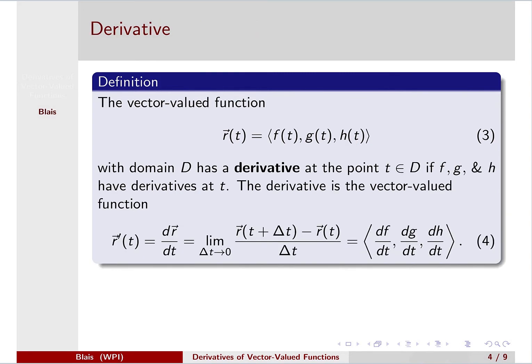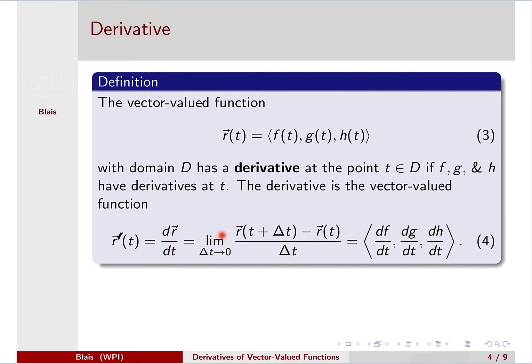Now, as students of calculus, we want to differentiate things. And we define the derivative of a vector-valued function at the point t if the components f, g, and h each have their own derivatives at time t. And those are just ordinary single variable function derivatives. The derivative of this vector-valued function is itself a vector-valued function, written this way. We write it as r prime of t. We'll also write it as dr dt.